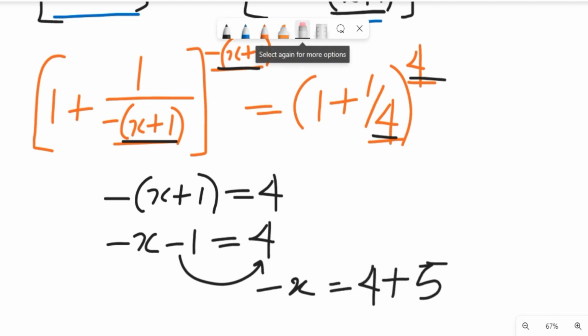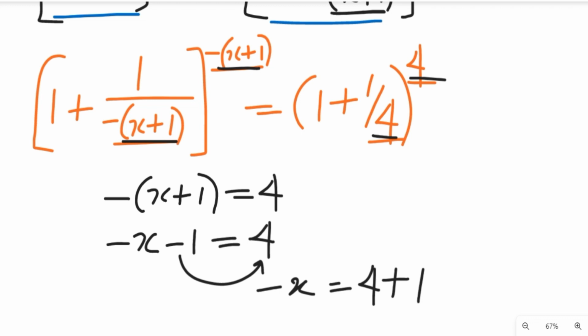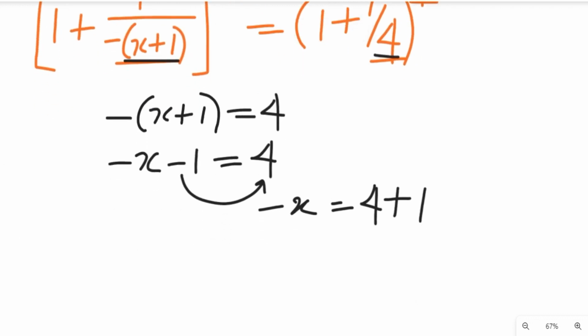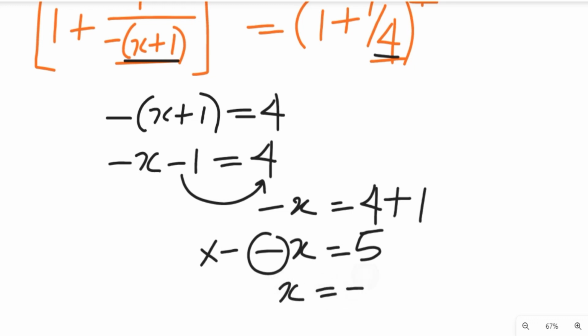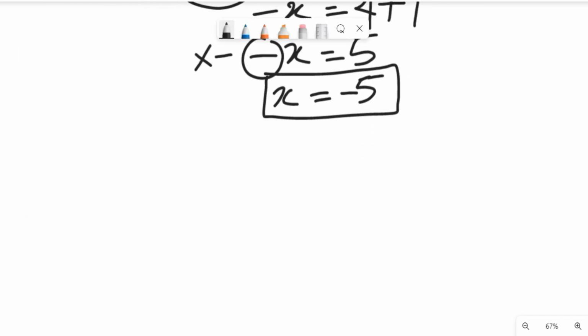That will give us 4 plus 1, and do 4 plus 1. So having gotten that, minus x will now be equal to 5. To clear this negative sign here, we're going to multiply both sides by minus. If we multiply both sides by minus, this will become x equal to minus 5. So the value for x for that exponential equation is what? Negative what? 5.